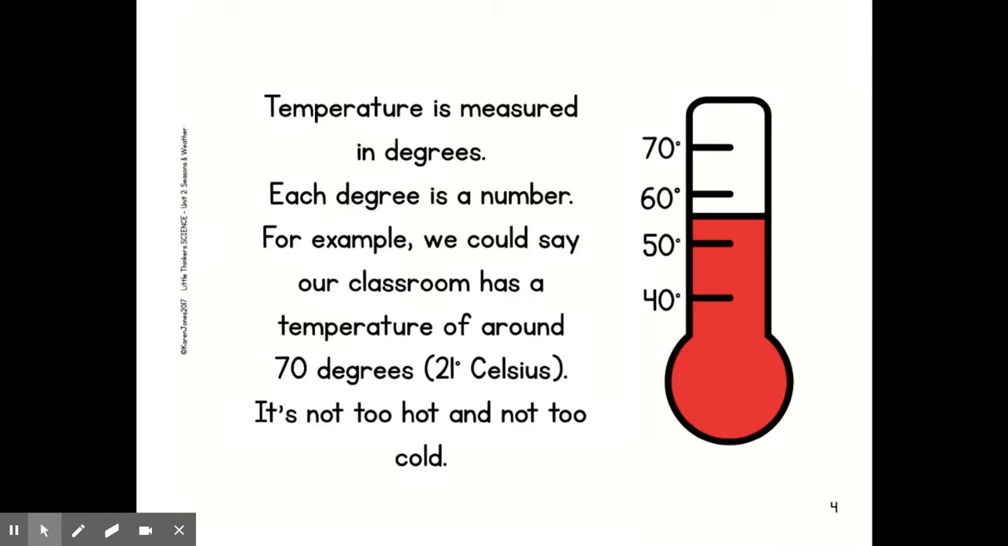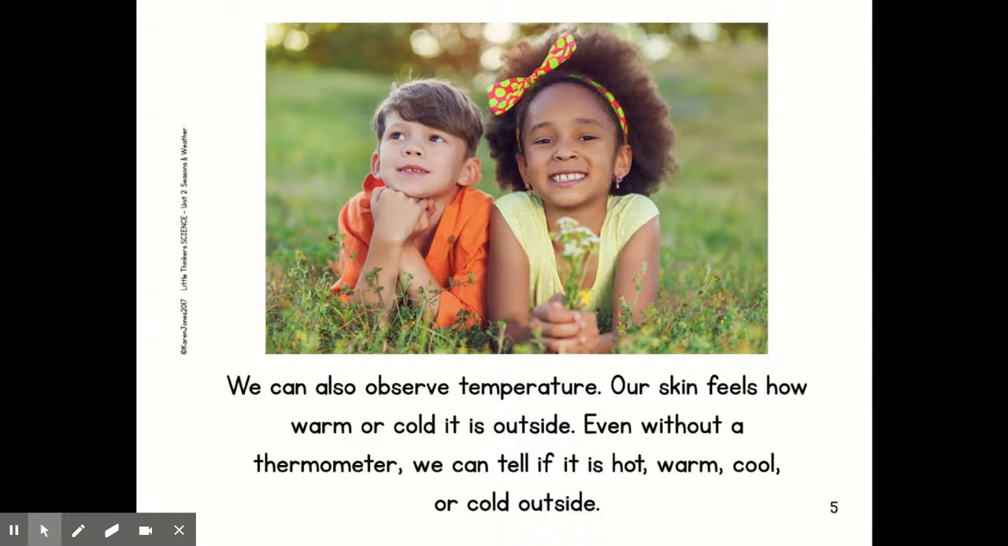Each degree is a number. For example, we could say our classroom has a temperature of around 70 degrees, if it's not too hot and not too cold. We can also observe temperature. Our skin feels how warm or cold it is outside, even without a thermometer. We can tell if it's hot, warm, cool, or cold outside.